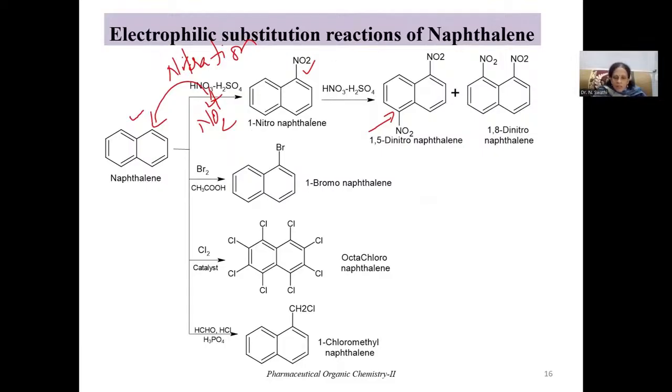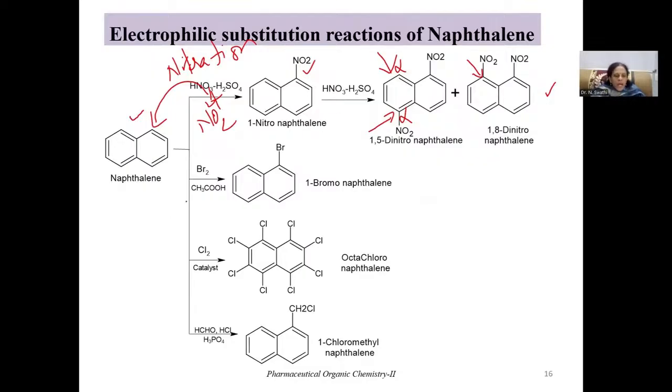Now, if you further perform nitration on the resulting 1-nitronaphthalene, then the nitration occurs in the other aromatic ring system. In the other ring, again 2 alpha positions will be there. So in one product the nitro group will attack at the 5th position, and in another product at the 8th position, which is also an alpha position. That's why we will be getting 1,5-dinitronaphthalene and 1,8-dinitronaphthalene, upon subsequent nitration of the resulting 1-nitro derivative.